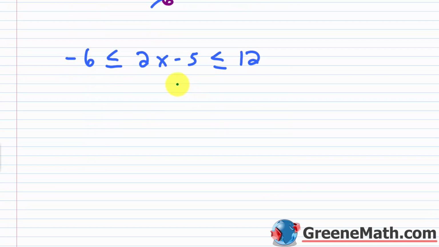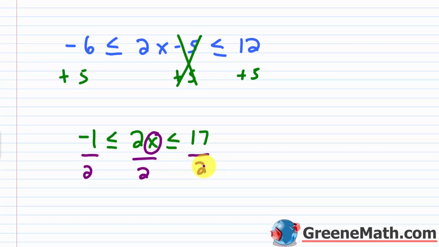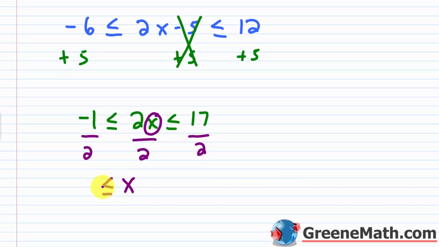All I want to do now is just add 5 to each part. Very, very simple, so that this part goes away. Negative 6 plus 5 is negative 1. So this is less than or equal to, now you just have 2x in the middle, and this is less than or equal to 12 plus 5, which is 17. Okay? So the last thing here is to isolate x. And to do that, I'm multiplying x by 2, so I just divide each part by 2. So what I'm going to end up with is that x is going to be greater than or equal to negative 1/2, and it's less than or equal to 17/2.